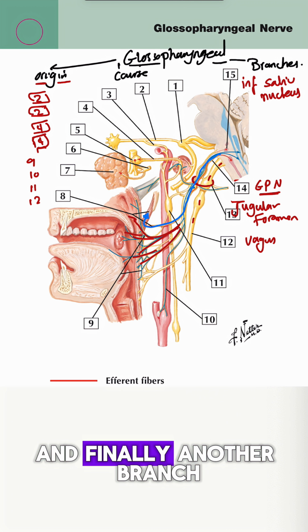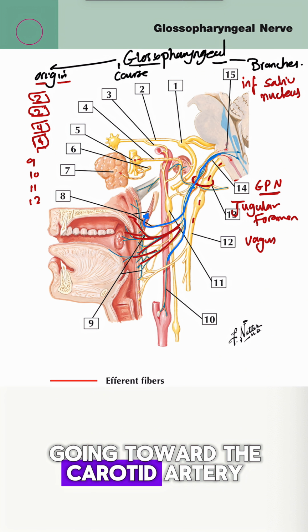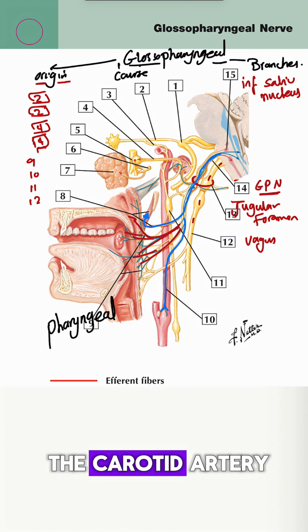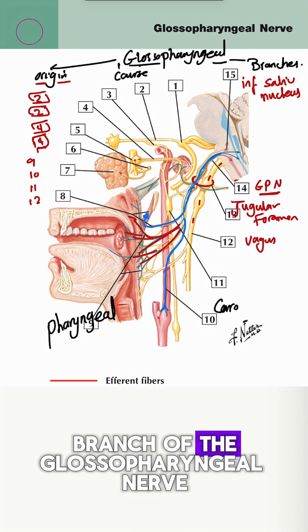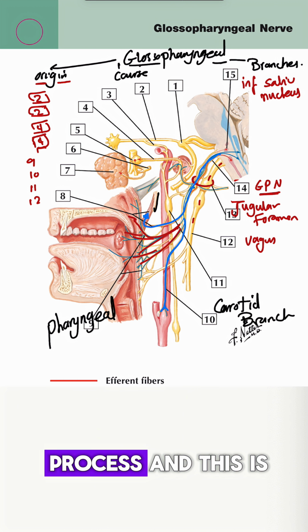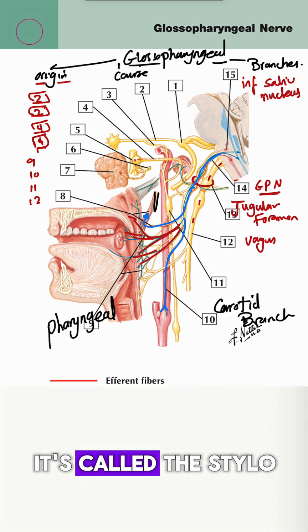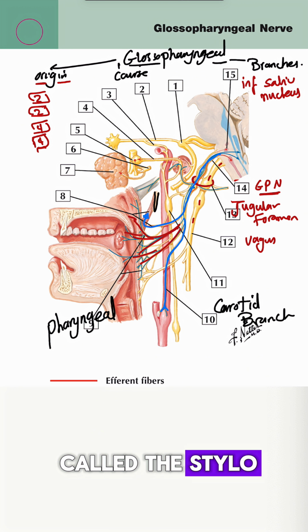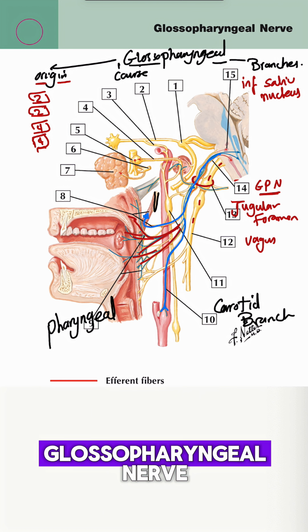And finally, another branch going toward the carotid artery. The branches going toward the pharynx are the so-called pharyngeal branches. The branch going toward the carotid artery is called the carotid branch of the glossopharyngeal nerve. And the branch that's going to this muscle, this is the styloid process, and this is the pharynx. It's called the stylopharyngeus muscle. So this nerve is called the stylopharyngeus branch of the glossopharyngeal nerve.